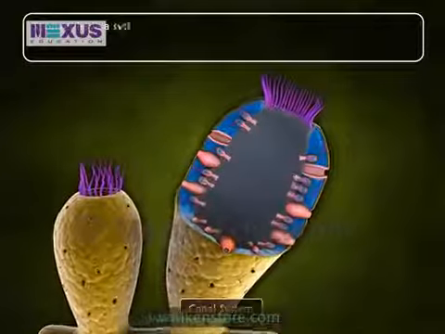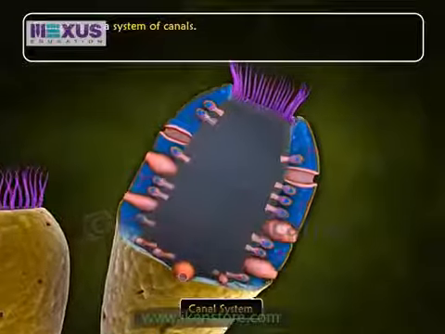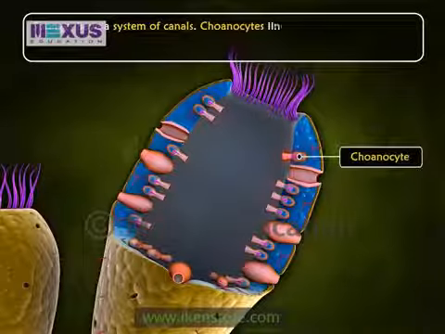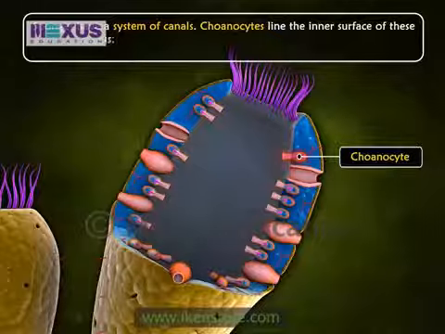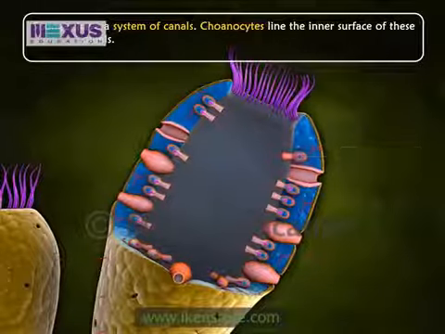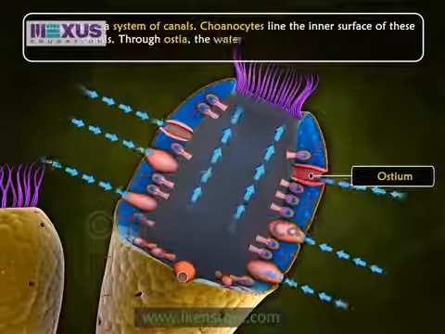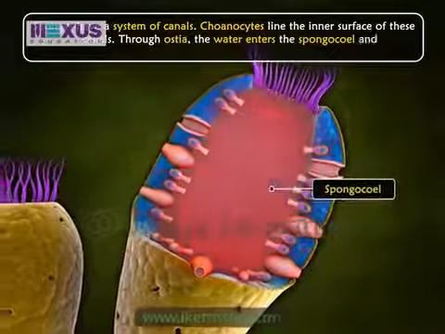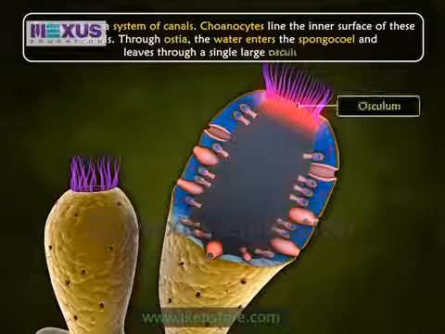Sponges have a system of canals. Choanocytes line the inner surface of these canals. Through ostia, the water enters the spongocele and leaves through a single large osculum.